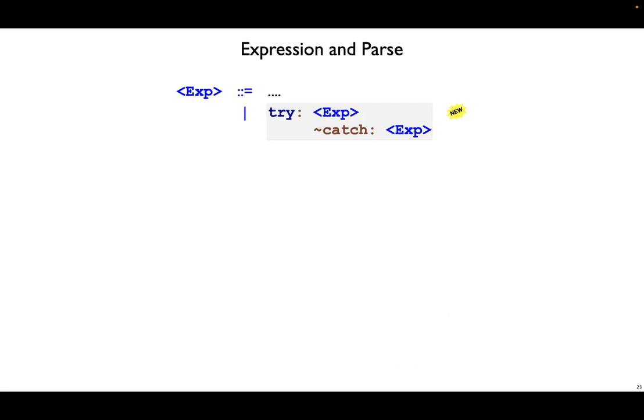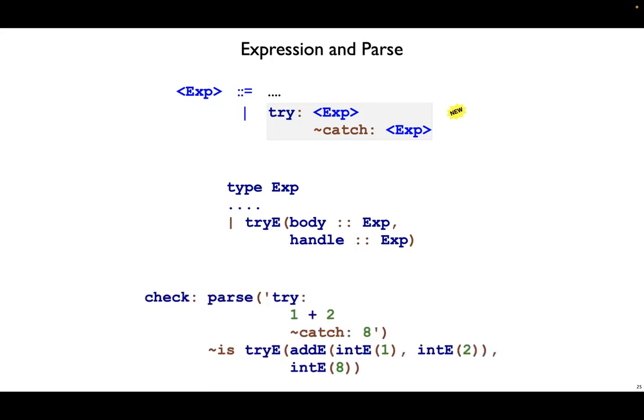Time to implement try. Here again is our concrete syntax for Mo try, and we need to translate that into abstract syntax. So here's a try expression, which contains a body and a handler expression. And then we'll need to extend our parser to translate the surface syntax down into our try expression. We've got lots of experience extending the parser at this point, so let's move on to the interpreter.